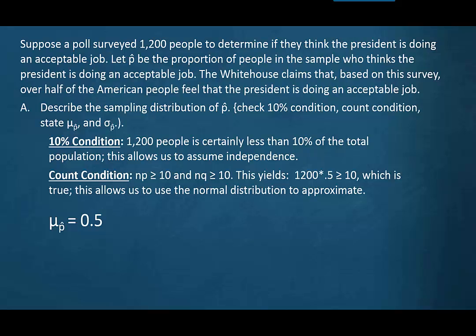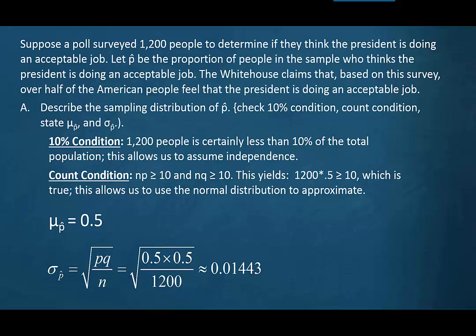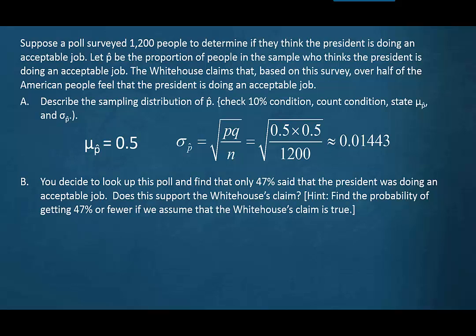So the mean of the sampling distribution is going to be 0.5. The standard deviation is the square root of p times q over n. I'm going to get 0.5 times 0.5 over 1,200. Take the square root of that. I get about 0.01443.